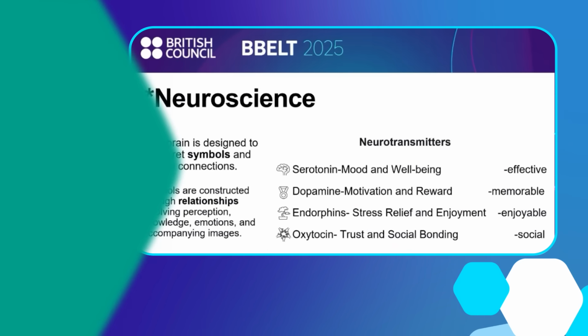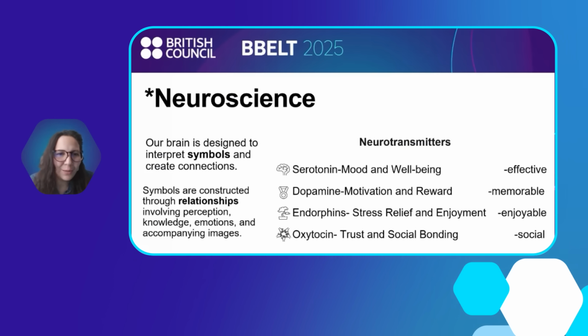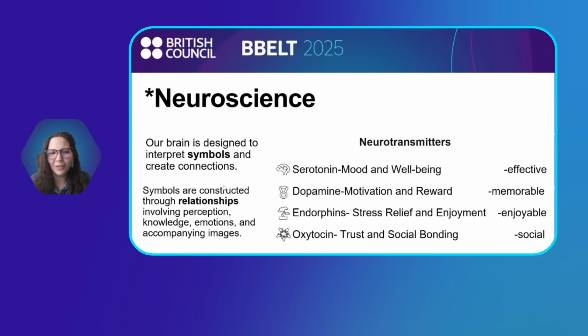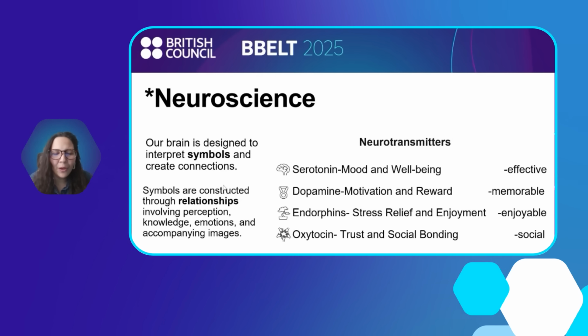Here I added a little bit of an asterisk to talk about some ideas from neuroscience, because now it's proven that our brain is designed to interpret symbols and create connections. I know that most of you might be aware of this, but it's important at this point to highlight it, because symbols are constructed from relationships involving perception, knowledge, emotions, and accompanying images. And I want to highlight how these ideas are very present in games and also in the classroom. We are trying to help children acquire some knowledge and have some emotions come into play. And also we try to accompany those things with images so the learning is meaningful.